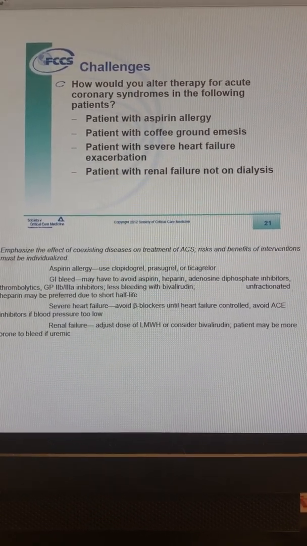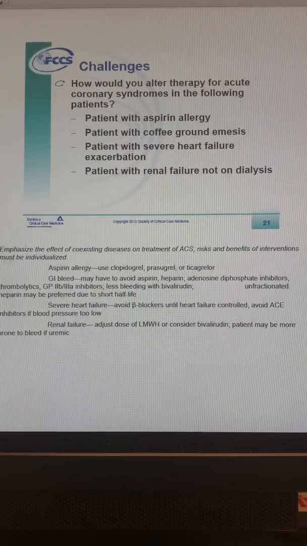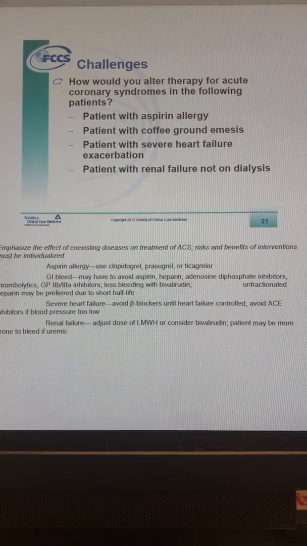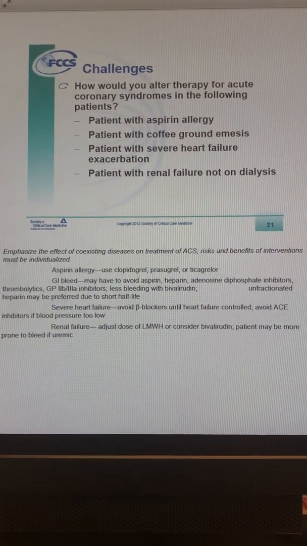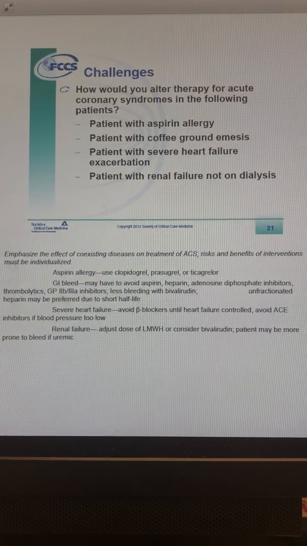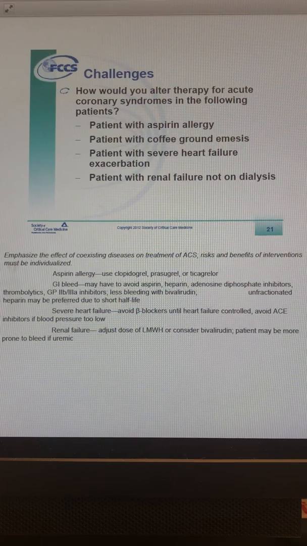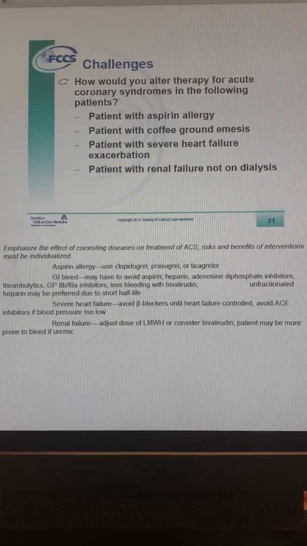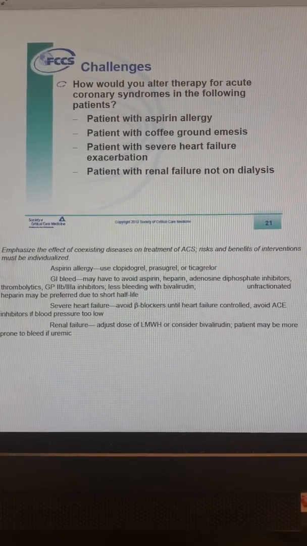You might have to avoid, if they have like GI bleed, aspirin, heparin, and some of the other medications, particularly thrombolytics and Integrilin. But you can get away by using bivalirudin, so there are options, or heparin drip, because it has short half-life, you can reverse it. So we can still trial heparin drip on patients who come in with heart attacks that have some GI bleed. If the GI bleed is not excessive or overt, we can still use heparin and monitor their H&Hs and their bleeding.